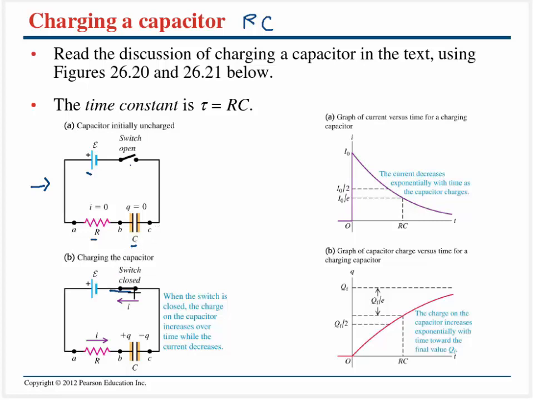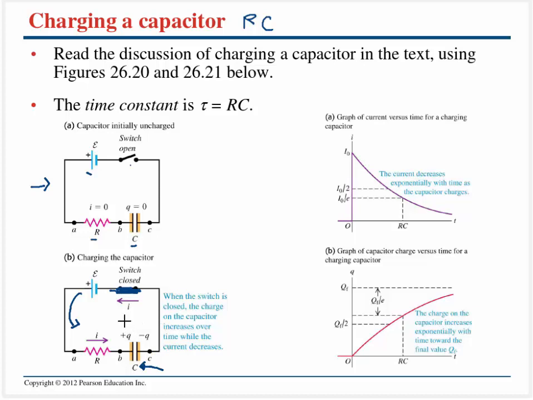Now we go ahead and we close the switch right there, and essentially what's going to happen is current's going to start to flow. It's going to be flowing away from the positive edge of the plate. But you might be saying to yourself, wait a minute, there's a gap in the circuit, there's a break in the circuit, how can current be flowing?